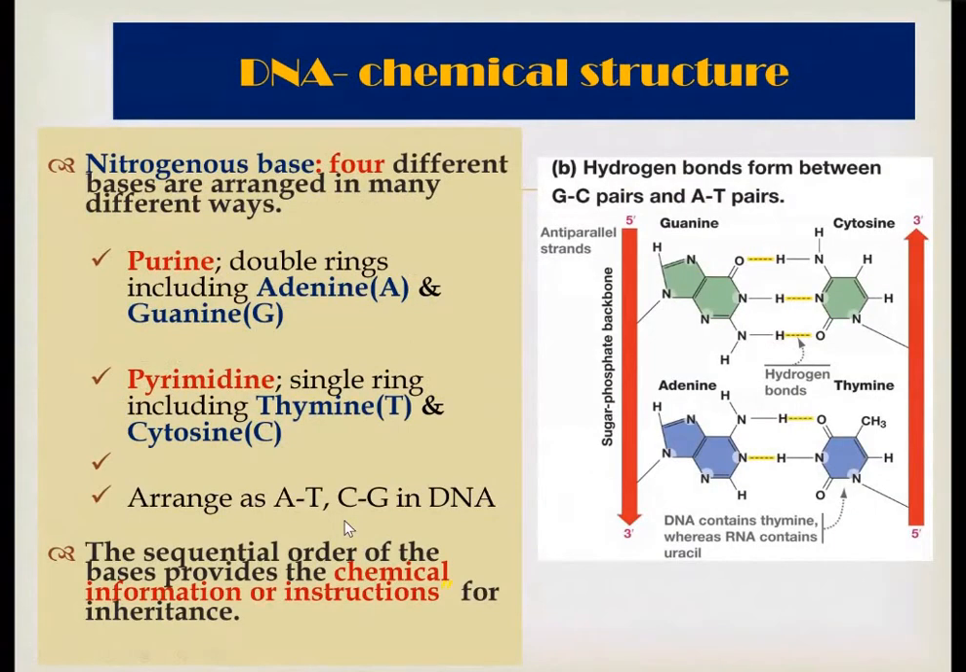Now next one is DNA chemical structure. You just see the nitrogen base. I've already told you about the 4 different bases which are present in the DNA. Those are known as the purine and pyrimidine. The purine is the double ring. Guanine and adenine are the purines, and pyrimidines are thymine and cytosine. Now guanine always pairs with cytosine, and adenine always pairs with thymine. So this is the pairing of the DNA.